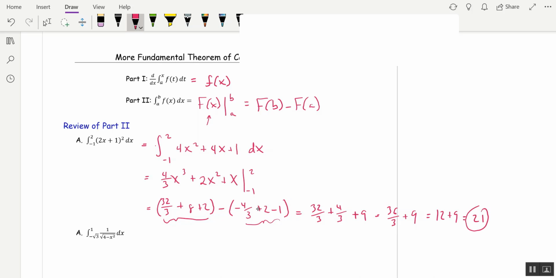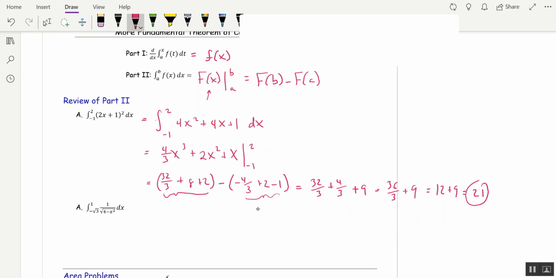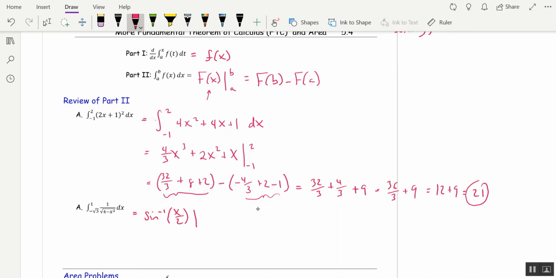Okay, next one. This is a Bible formula, and hopefully you recognize it as sine inverse. A sine inverse is the one inverse trig function that doesn't have a 1/k out front. So this is just sine inverse of x over 2, because our k is 2. Straight bar, 1 and -3. √3, all right? And so this is going to be sine inverse of 1/2 minus sine inverse of -√3 over 2.